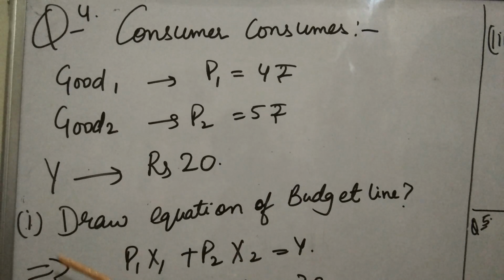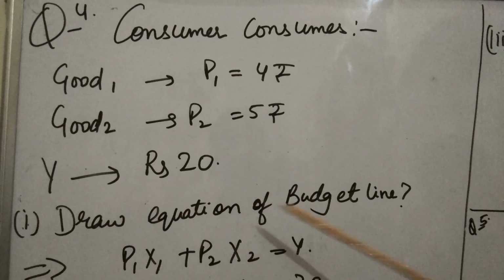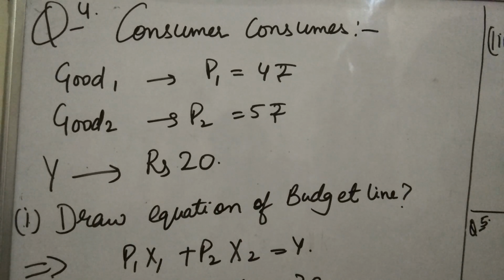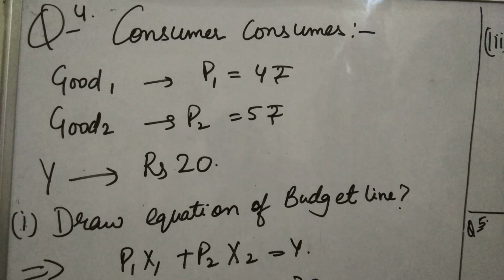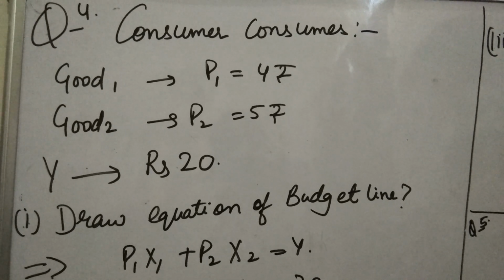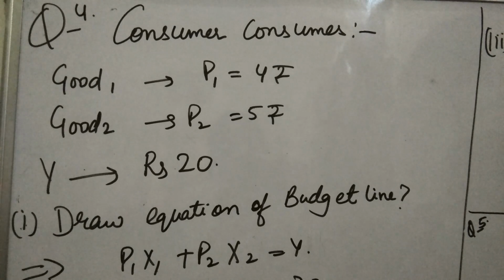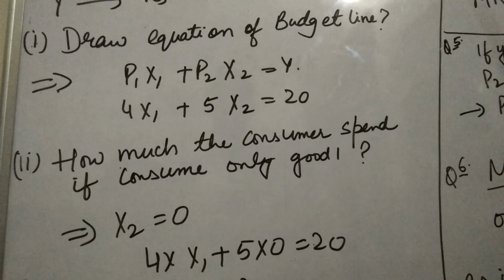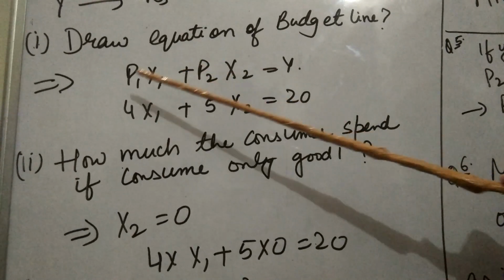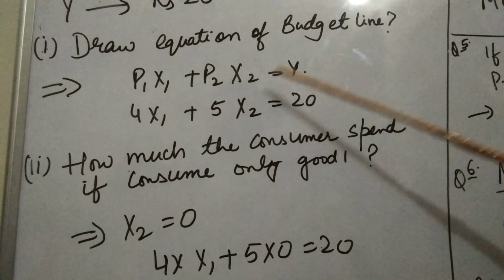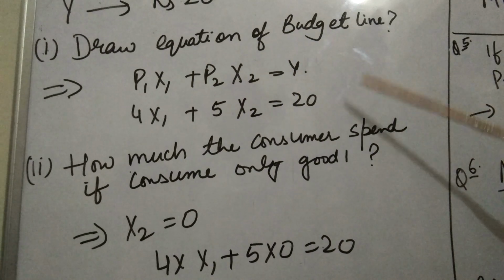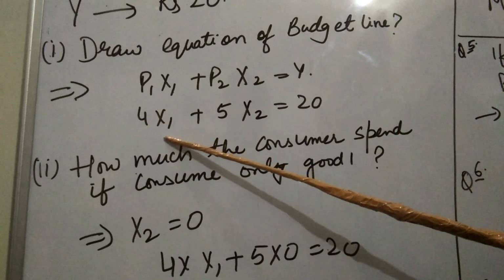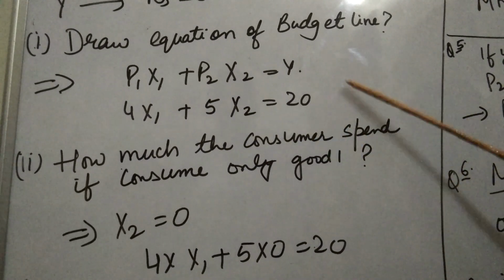Now the very first part asks, draw the equation of the budget line. Here it is demanding you to answer the equation of the budget line. Okay, so remember, you just have to give the equation. Simply putting the above value in the formula, which is P1 x1 plus P2 x2 is equal to y. So our budget line equation will be 4x1 plus 5x2 is equal to 20.